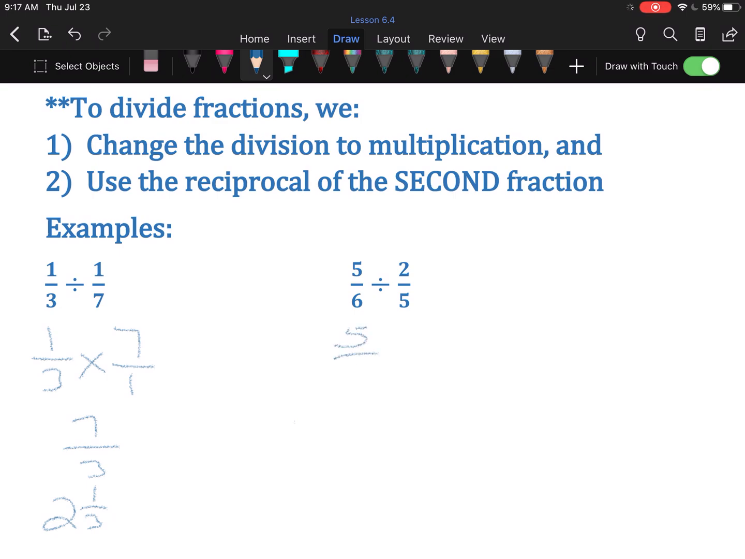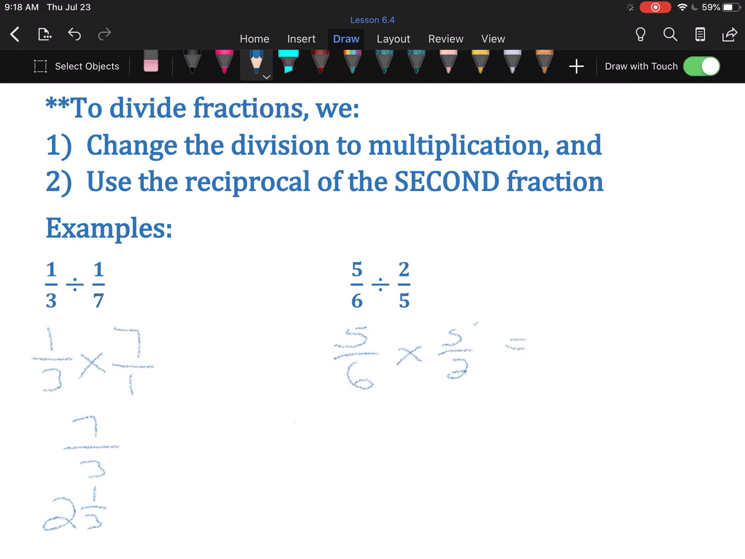Keep, flip, change. And you always KFC before you try to simplify. Okay, some of you might be looking at this problem and saying, hey, but the 5s are diagonal in the beginning. That's true, but you can't simplify on division. You must KFC it first. After we KFC, then we can look for simplifying. And there's no simplifying to be found here.